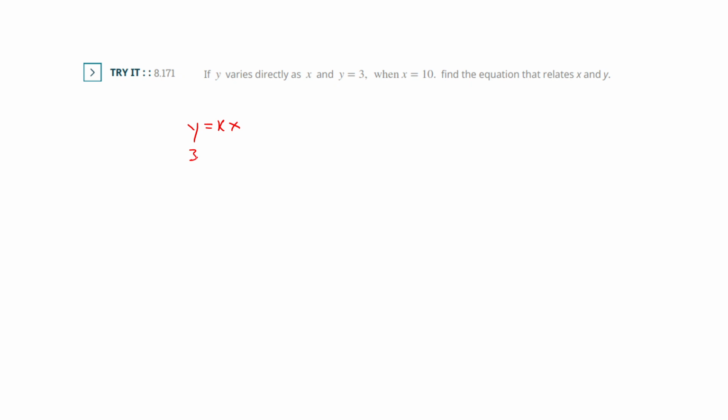So I'm going to put a 3 in there for y. X is 10. Okay, now again, this is out of order. We're used to seeing this as 10 times k, but if we solve this, we get k is 3 over 10. Just divide 10 on both sides. So this is it. The relationship between y and x keeps staying in a direct relationship, and it stays that way as long as you multiply x by 3/10. It's always going to be the same.